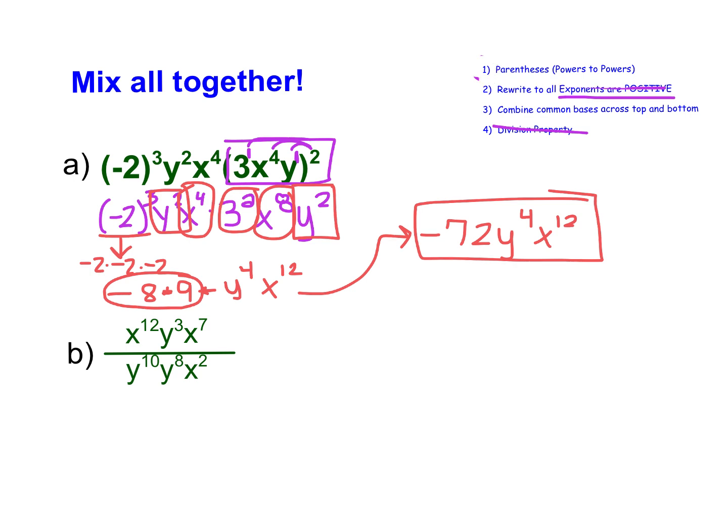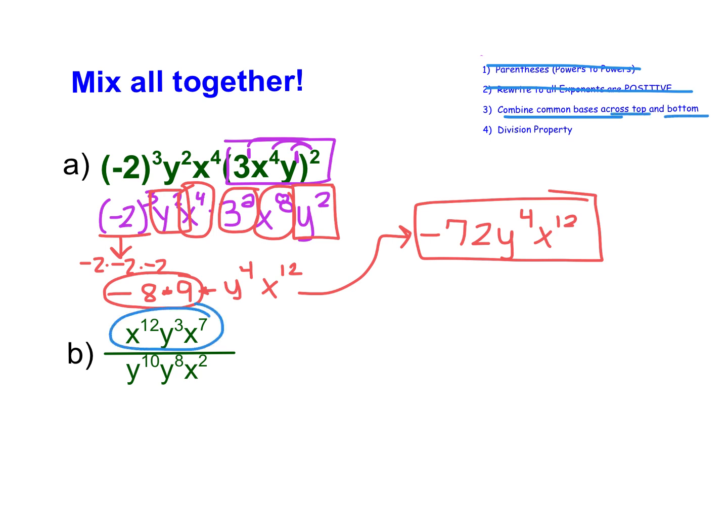So now I'm going to go through these same 4 steps again as I go through part B. So let's start with parentheses and powers to powers. We don't have any. We also don't have any negative exponents. So what I need to do next is combine bases along the top and the bottom of my fraction.